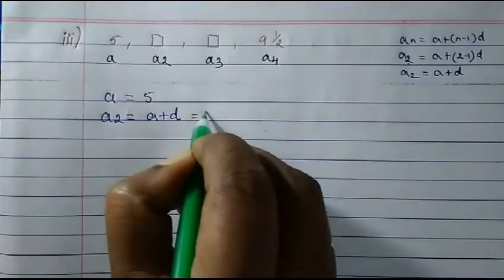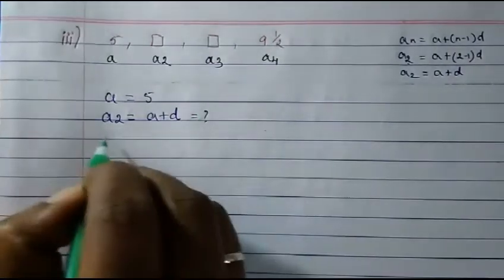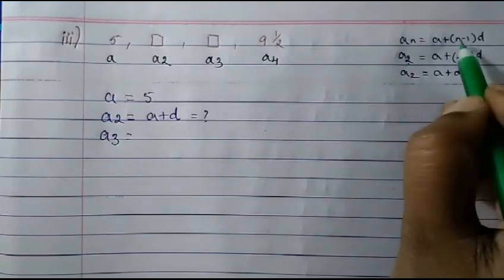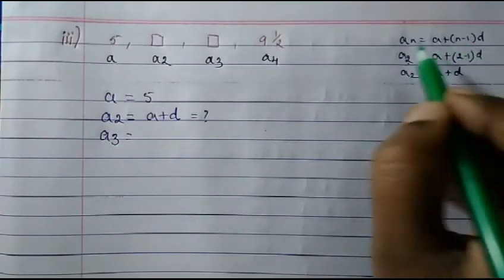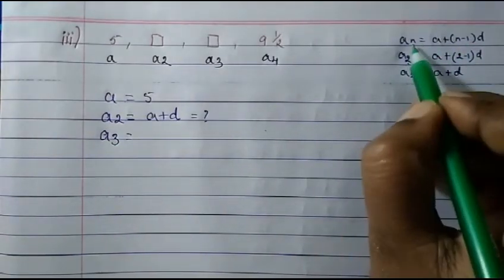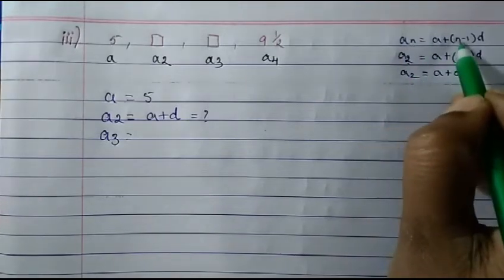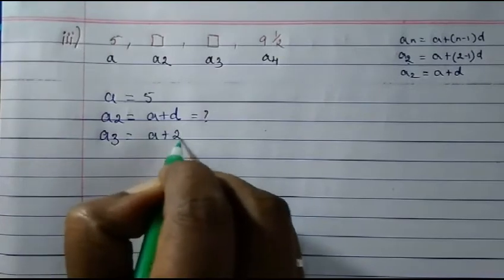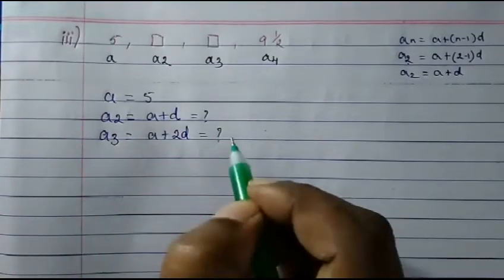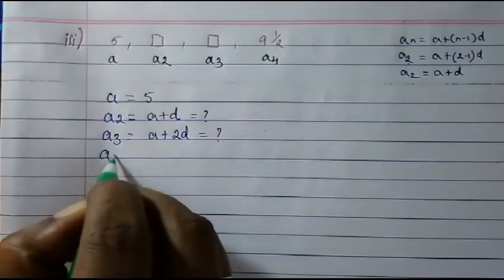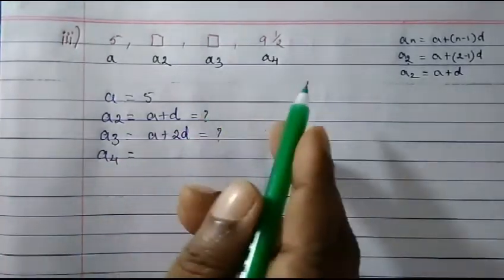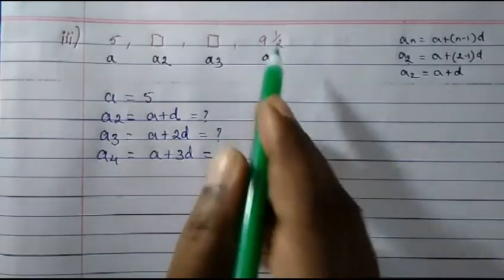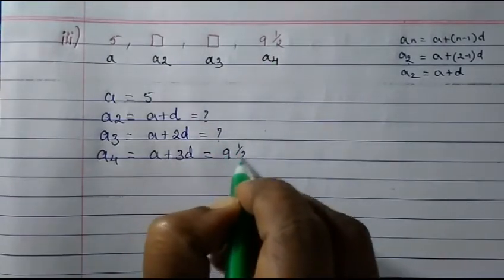Now we don't know what it is, so we have to find it out. In the same way, A3 you can find like this only. 3 minus 1 will give us 2. So for A3, in the place of n we put 3. 3 minus 1 will give us 2D. That means A plus 2D. Then next, A4. How can we write A4? A4 can be written as A plus 3D, and it is given to us, that is 9 1 upon 2.